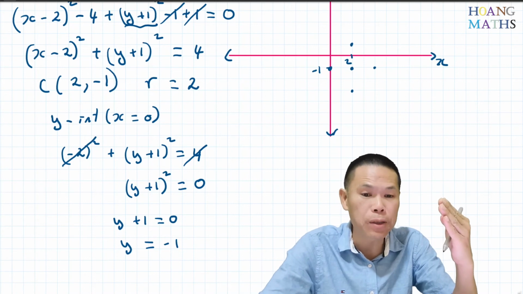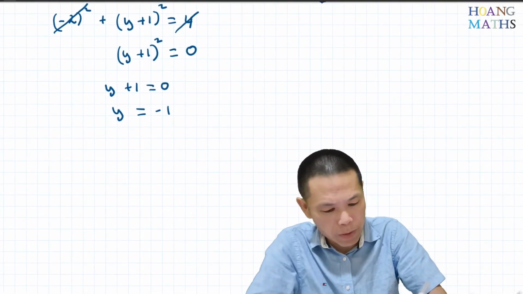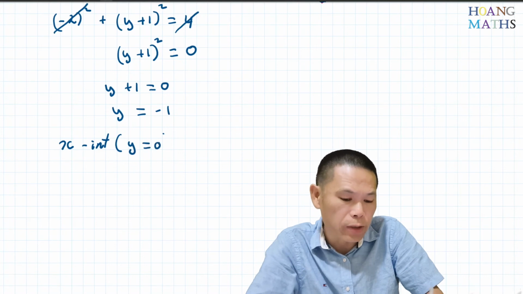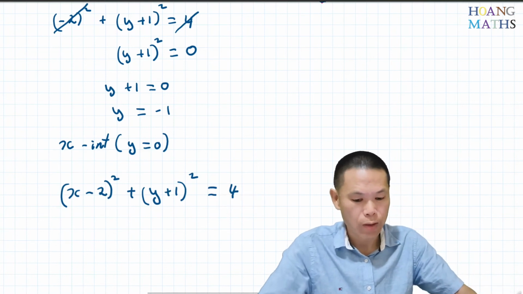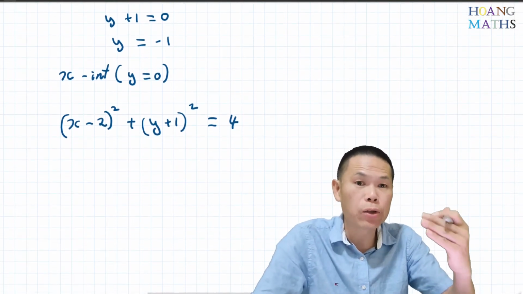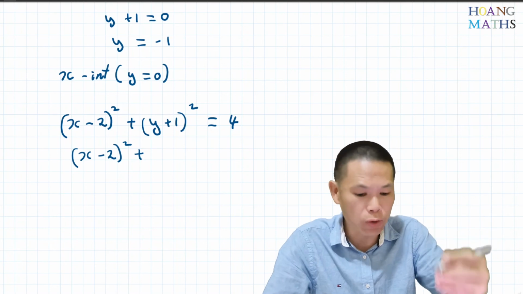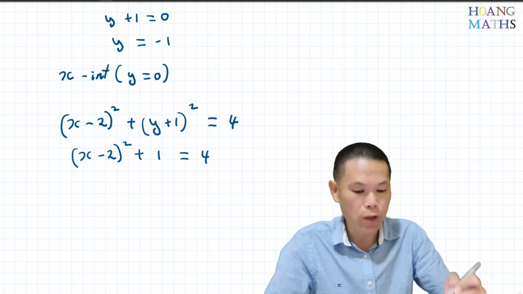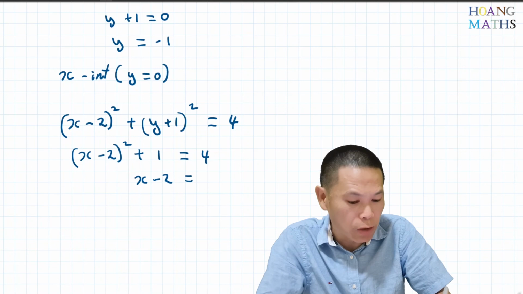So x-intercept is when y is equal to 0. So let me write this down. So when y is equal to 0, this means that x minus 2 square plus, when y equals 0, 1 square is 1. So we just go plus 1 is equal to 4. And then we minus 1 on both sides. So x minus 2 square is equal to 3.